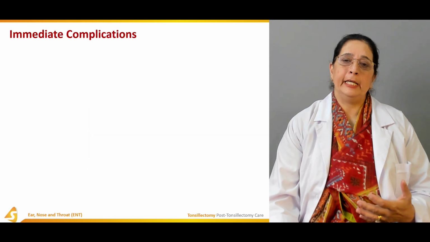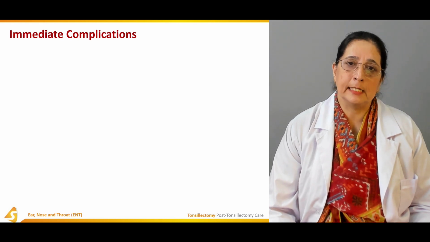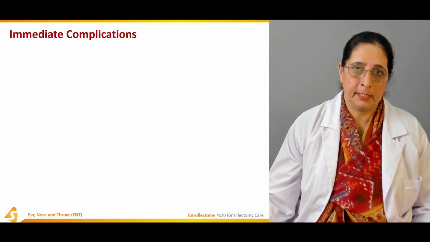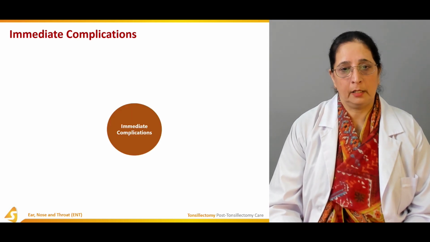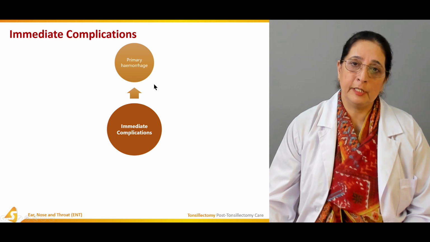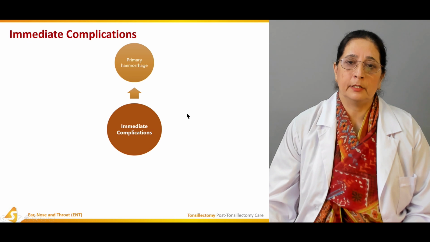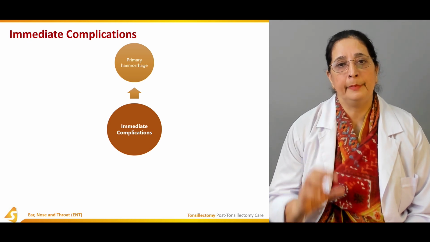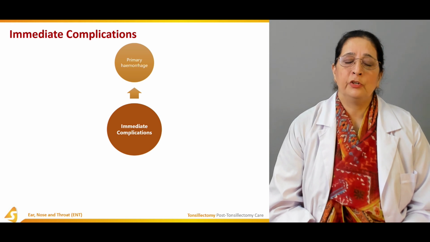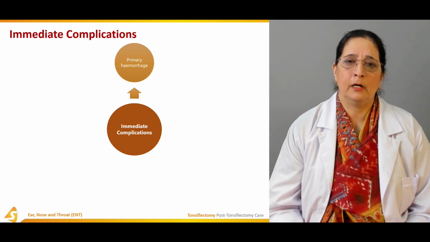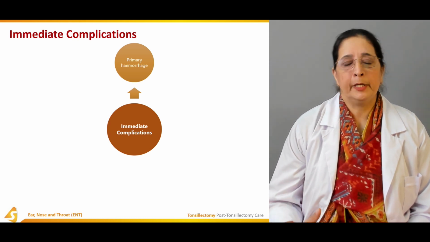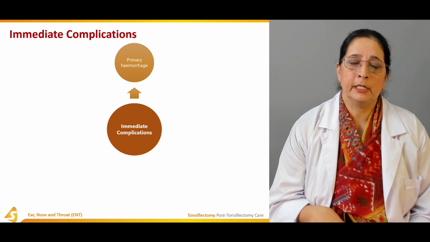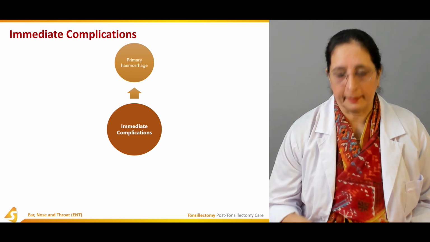Now, the immediate complications that can occur after the tonsillectomy. We have some immediate complications and then we have some delayed complications after the procedure. Immediate complications include primary hemorrhage. Hemorrhage can occur as a result of surgery. So during the recovery period, it's very important to pay close attention to bleeding from the mouth or nose. There should not be excess bleeding coming out from the mouth or the nose. If there is, it means there is some complication and that needs to be corrected or paid attention to right away.